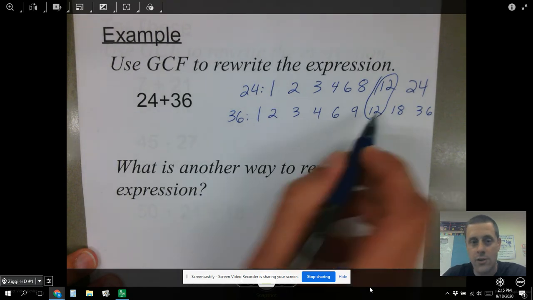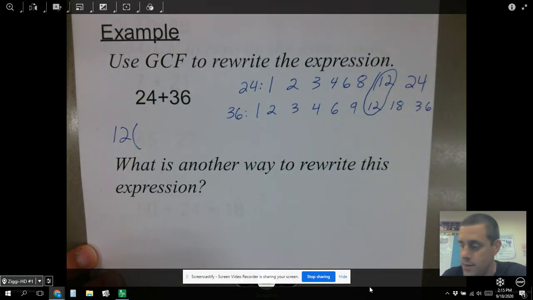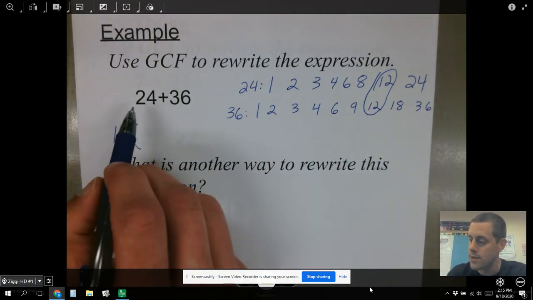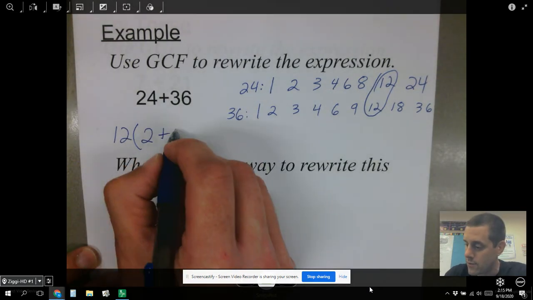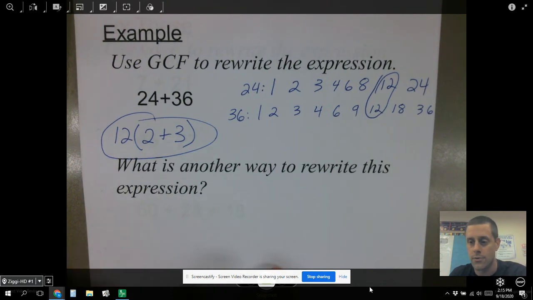So I'm going to factor that 12 out of my initial expression, 24 plus 36. 12 becomes the coefficient. We're going to divide that coefficient or factor it out of each of these terms. 24 divided by 12 is 2. Drop your addition sign. 36 divided by 12 is 3. You get the equivalent expression 12 times the quantity, 2 plus 3.